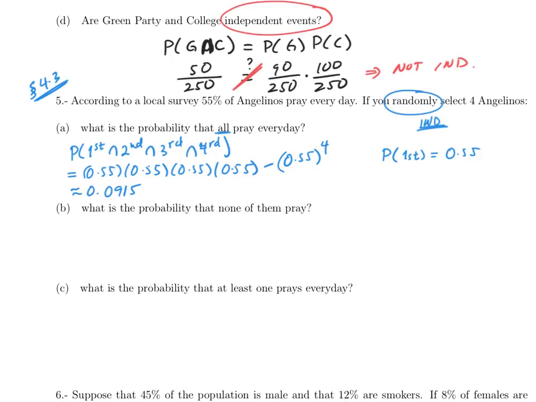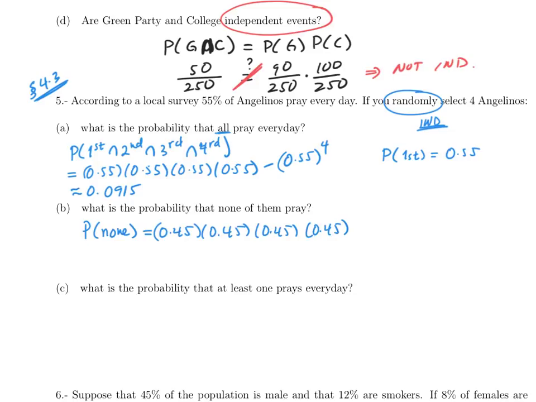Now, what's the probability that none of them pray every day? In case you haven't noticed, this is not the complement of this. So the answer to this is not 1 minus this. The probability that none of them pray, you do the same thing as this. The only way you can have 4 people not pray, that means that the first one didn't pray, and the second one didn't pray, and so forth. That means none of them. This will be 0.45 times 0.45 times 0.45 times 0.45.